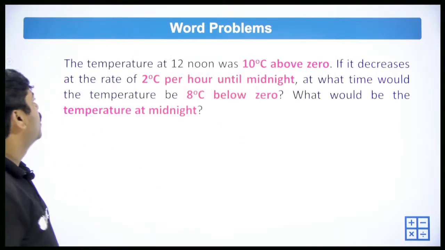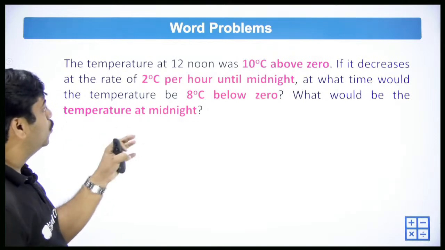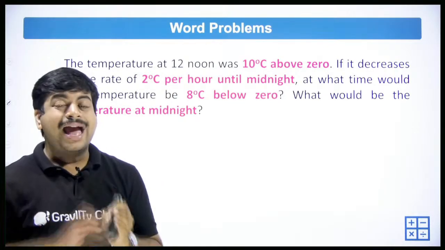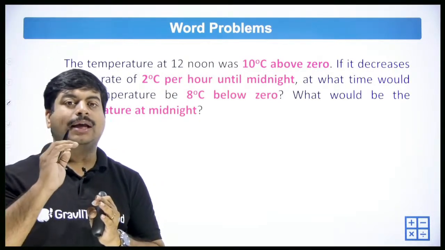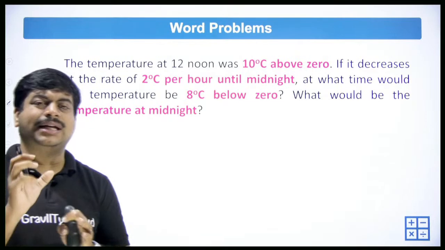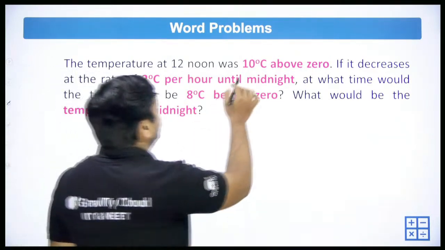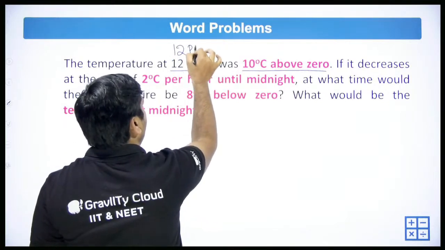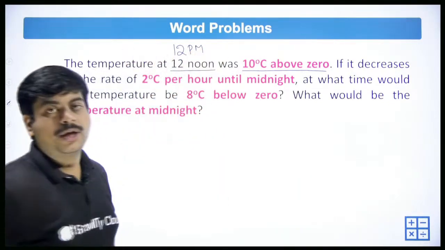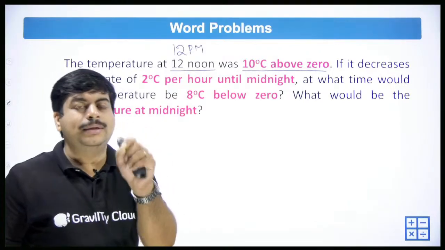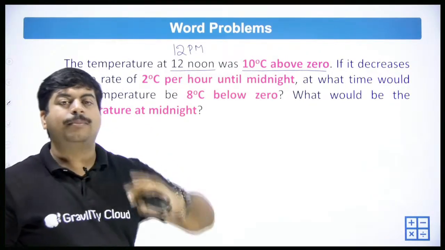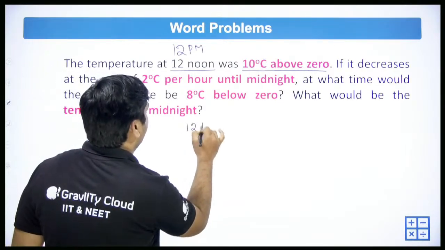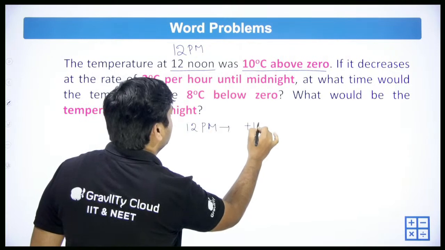What is that? The temperature at 12 noon was 10 degrees above zero. Above means positive. Above, upwards, to the right, always states that it is positive. 10 degrees above zero at 12 noon. What do you mean by 12 noon? It is 12 p.m., not 12 a.m. in the night. Noon means afternoon, 12 p.m. So at 12 p.m., we have plus 10 degrees.